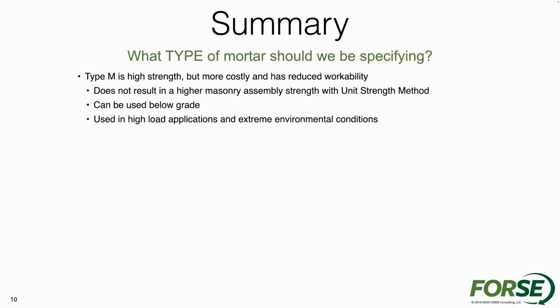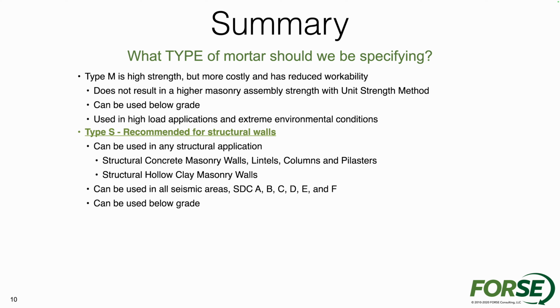So again, in summary, what are the different types of mortar that we could specify? Again, type M is high strength, but it's more costly and less workability. Doesn't result in a higher strength when looking at the unit strength method from the code. It can be used below grade, and it certainly can be used in high load applications in extreme environmental conditions. Type S is going to be what we would recommend for structural walls. It can be used in any structural application, both for structural concrete and hollow clay masonry walls. Can be used in all seismic areas and also can be used below grade.